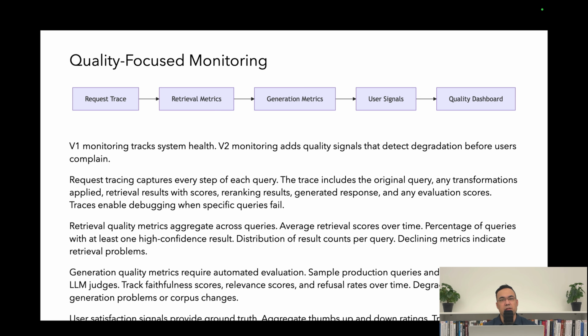Track the faithfulness and relevance scores over time. User satisfaction signals provide the ground truth. Aggregate the ratings, track the reformulation rates, and monitor the conversation completion rates. Alerting on quality degradation enables a proactive response. You should be setting thresholds for each metric and alerting when the thresholds are crossed.